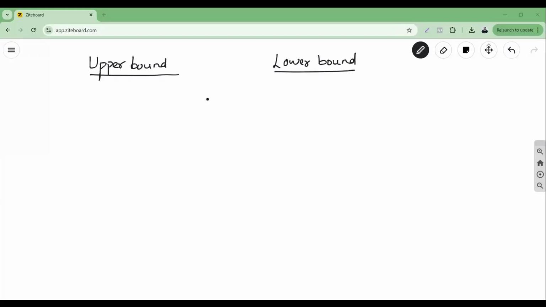Hello, math champions. In this video, we are going to learn about a concept called upper bound and lower bound. In the previous video, we had talked about the nearest value, rounding off, significant figures, decimal places, all those things we learned, right? This is also a concept connected to that.